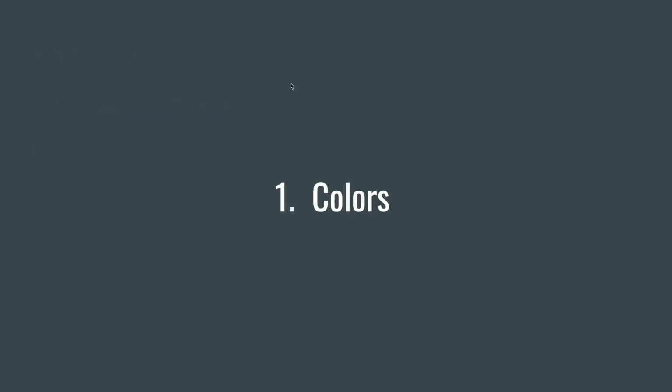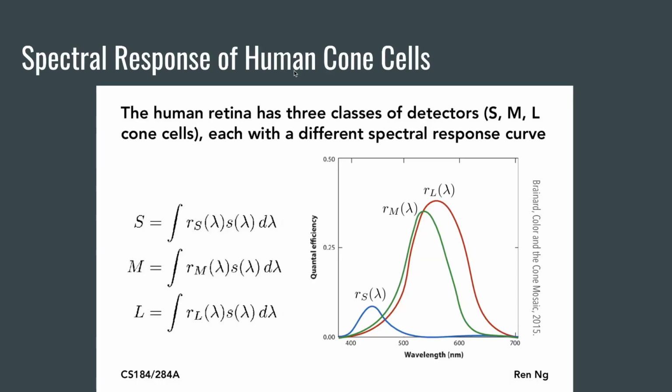On to a little intro to colors. So in lecture we talked about how the human retina has 3 different classes of detectors: small, medium, and large cone cells, and they each have a different spectral response curve, and they each will have some final value. Here it's denoted S, M, and L, which will completely define the color that we will perceive.